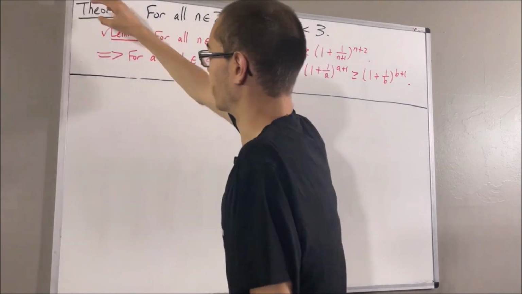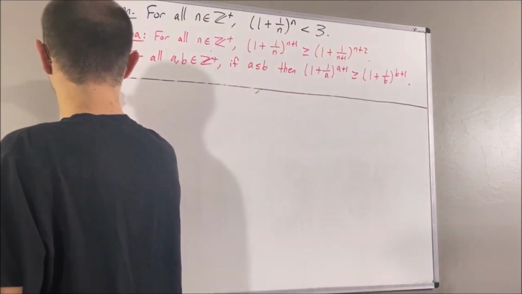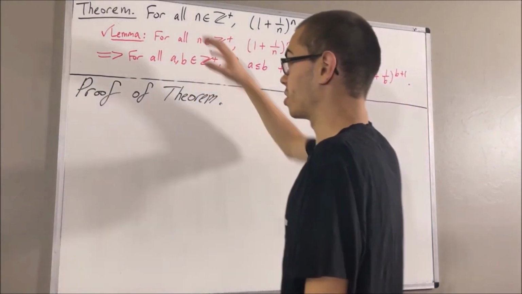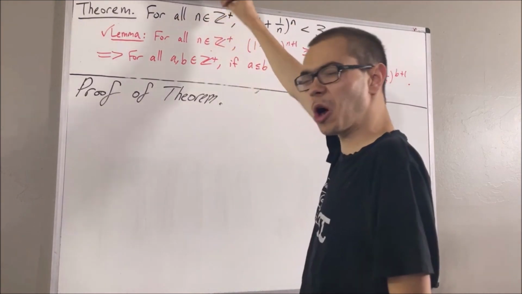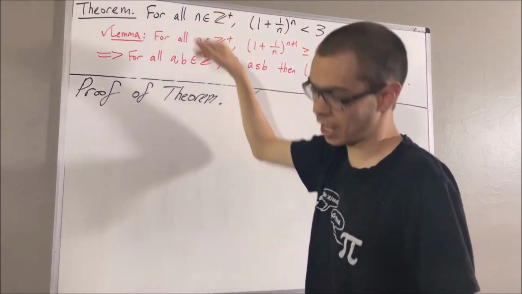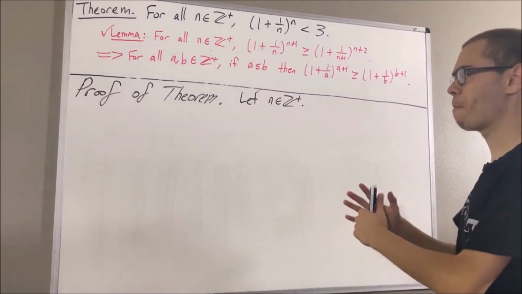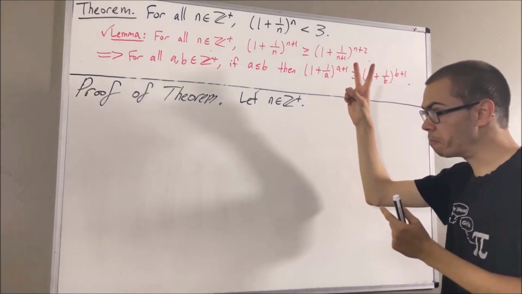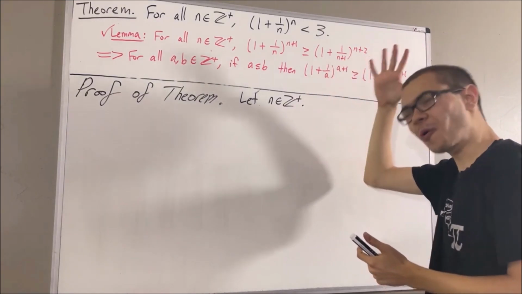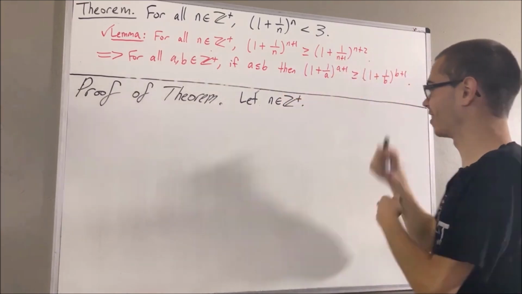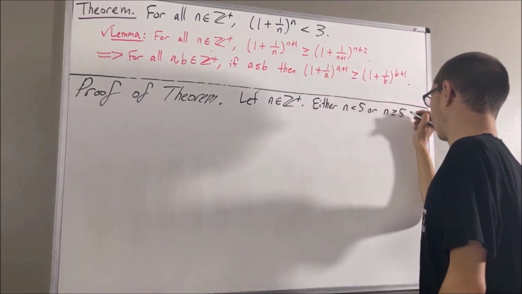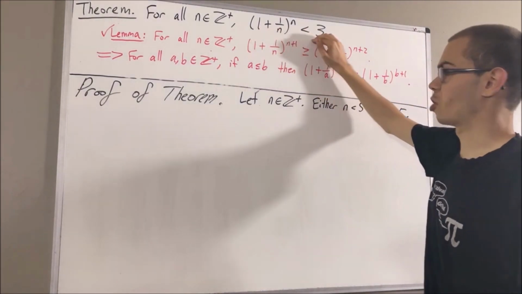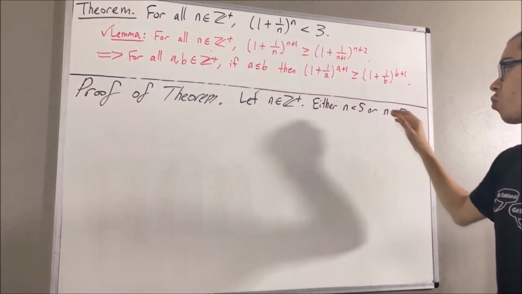Okay, so now let's get into proving this theorem. Well, since we're trying to prove a statement about all positive integers, let's give ourselves an arbitrary positive integer. I'll call it n. Now, I know one of two things is true. Either n is less than 5, or n is greater than or equal to 5. And in either case, we're going to show that this is true. Let's start with the case where n is less than 5.